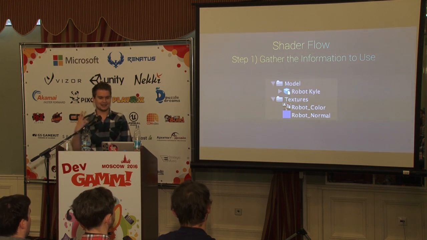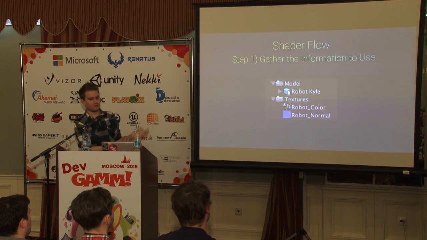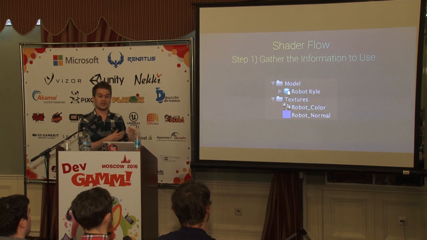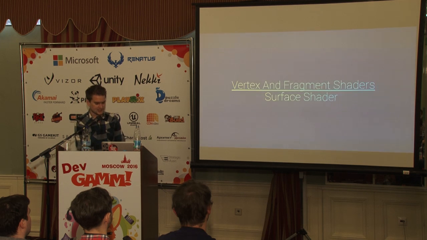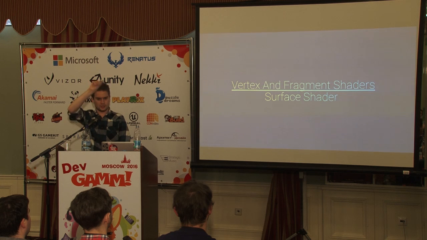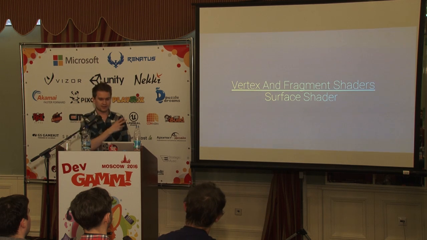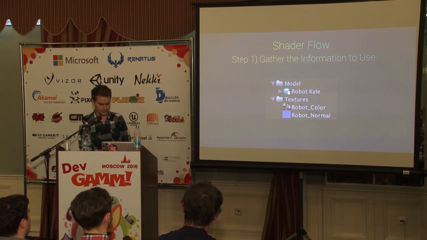The first one is it needs to gather the information to use. In this case we have a model of a robot, so the shader needs to know what it's about to draw, in this case the mesh. Then you have the vertex function, because the vertex and fragment shader is two parts. It's the building part and then the coloring in part. The vertex is where you'd draw all the objects, so you basically have all the pieces, and then the fragment part would then be coloring it in or making it look a type of style.